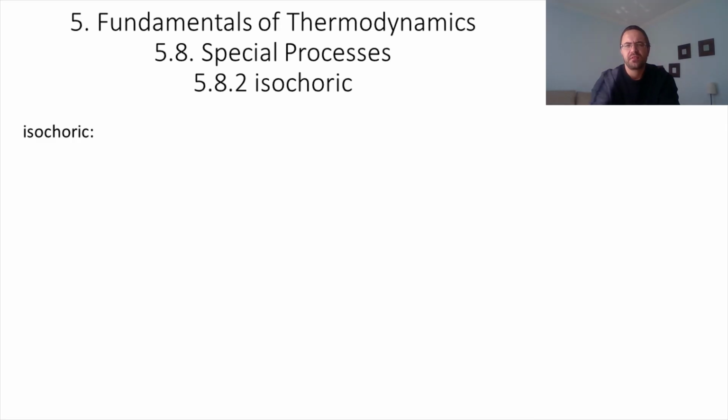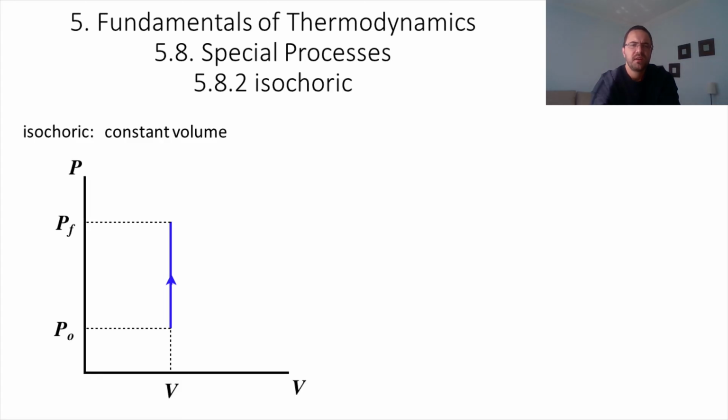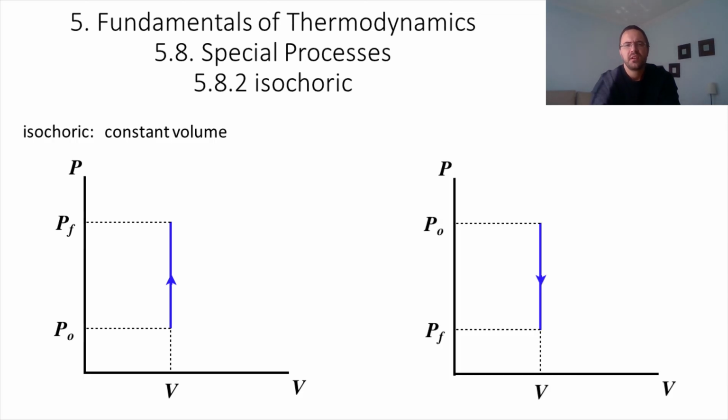Okay, another type of process we will discuss are the isochoric processes. An isochoric process is a process that happens with a constant volume. And so on a PV diagram, you can represent this by a vertical line at constant volume, going up if the pressure increases, or going down if the pressure decreases. In both cases, you see that the work is equal to 0. And so since delta U is Q minus W, it becomes delta U equals Q. This process does not do any work, and all of the heat is absorbed into internal energy.